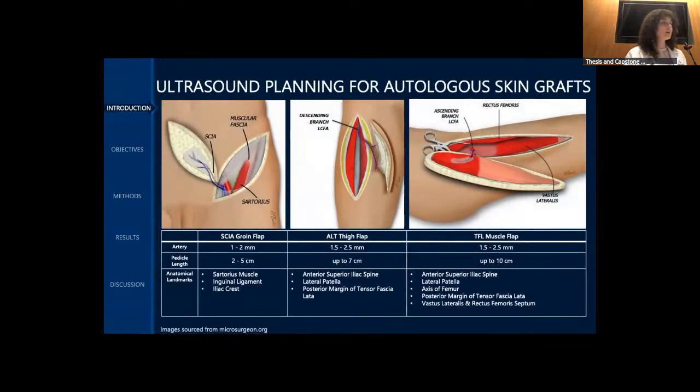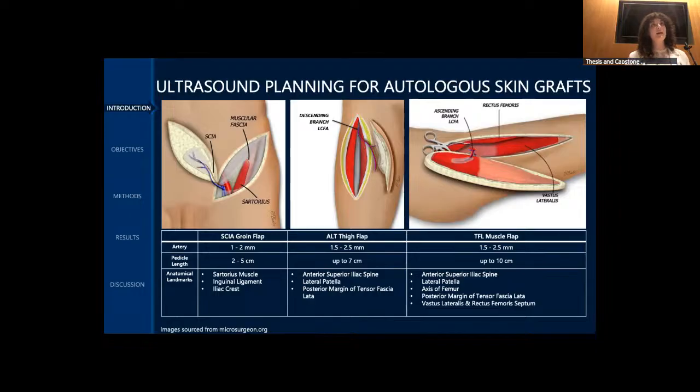The task that we are tackling today is ultrasound planning for autologous skin grafts. The bread and butter of skin grafts is the thigh. There are 3 main types of skin grafts from the thigh: the superficial circumflex iliac artery, the descending branch of the LCFA, and the ascending branch of the LCFA are all a part of the SCIA groin flap, ALT flap, and TFL muscle flap. It's important to note that the anatomical landmarks are how they originally found the perforators when they're resecting out these skin grafts.